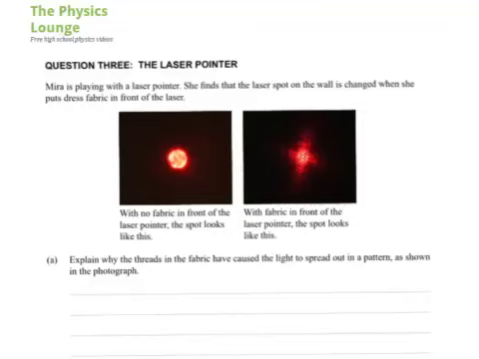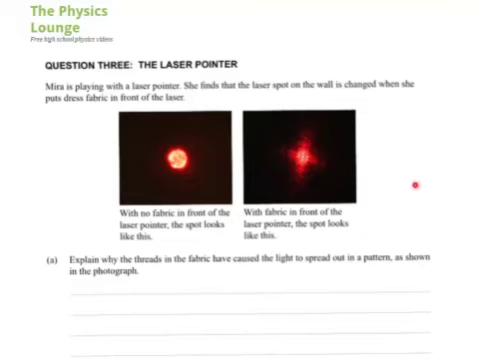So, 2012 Level 3 Physics on Waves, Question 3, the laser pointer. Mira is playing with a laser pointer. She finds that the laser spot on the wall has changed when she puts dress fabric in front of the laser. With no fabric, the spot looks like that, round and relatively clear. With fabric in front of the laser pointer, the spot looks like this.